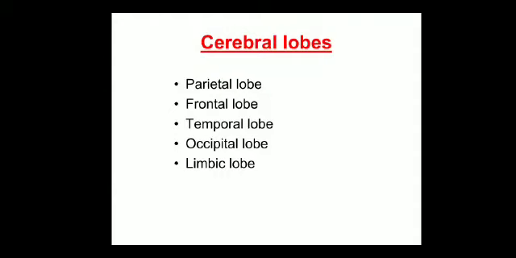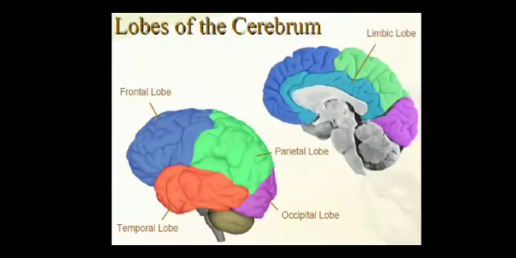and the limbic lobe. So, this is the diagram showing the different lobes of the cerebrum. You can see here the frontal lobe, the parietal lobe, occipital lobe, temporal lobe, and the limbic lobe.